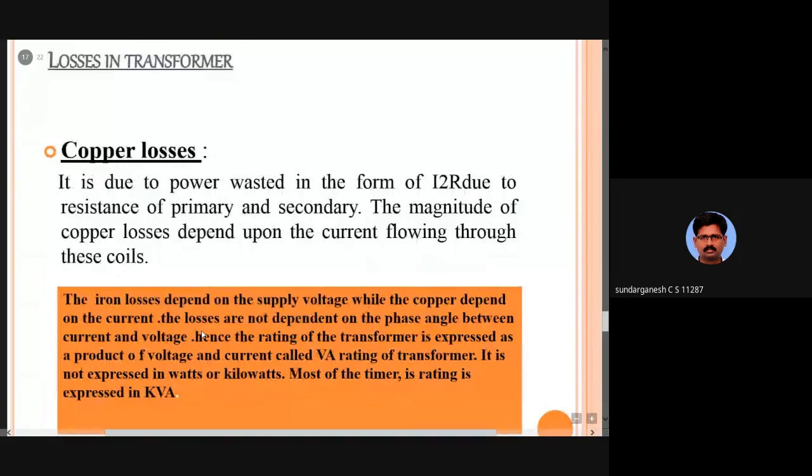Next one, losses. So in the construction, you have the magnetic core and windings. What is the magnetic core made up of? How are the windings connected? What are the two types of construction? Core type and shell type. How are the windings connected in the core type and how are the windings connected in the shell type?